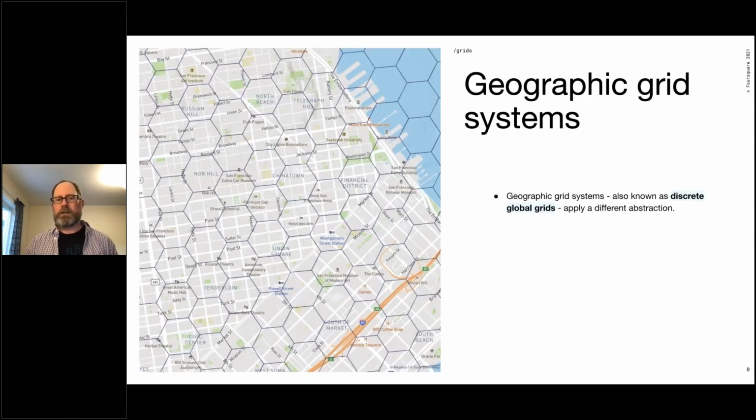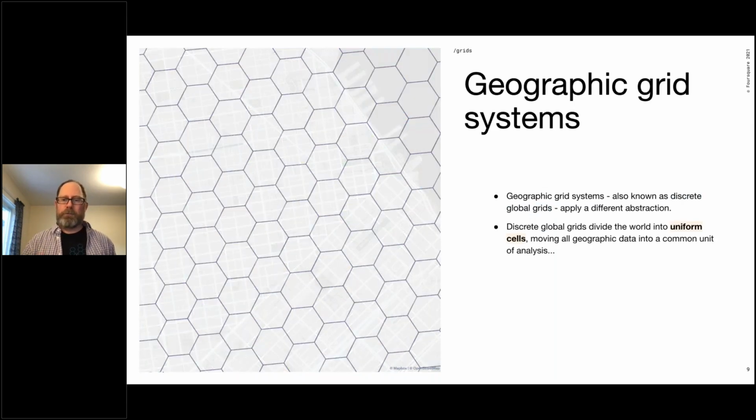So a geographic grid system tries to address some of this mess by putting it all into a neat mathematical space. It applies this abstraction of uniform cells. Basically, it splits up the entire world into nearly equal cells of the same size, same shape, and roughly equal area, and that allows you to put all of your data into one unit of analysis. So the real world is messy, but your new unit of analysis is super clean, and you can do all sorts of things with it that are harder to do with traditional data.